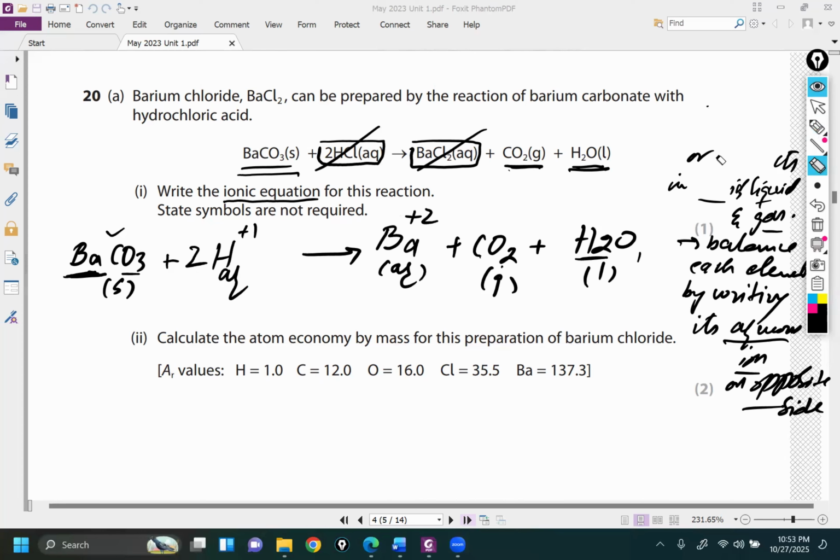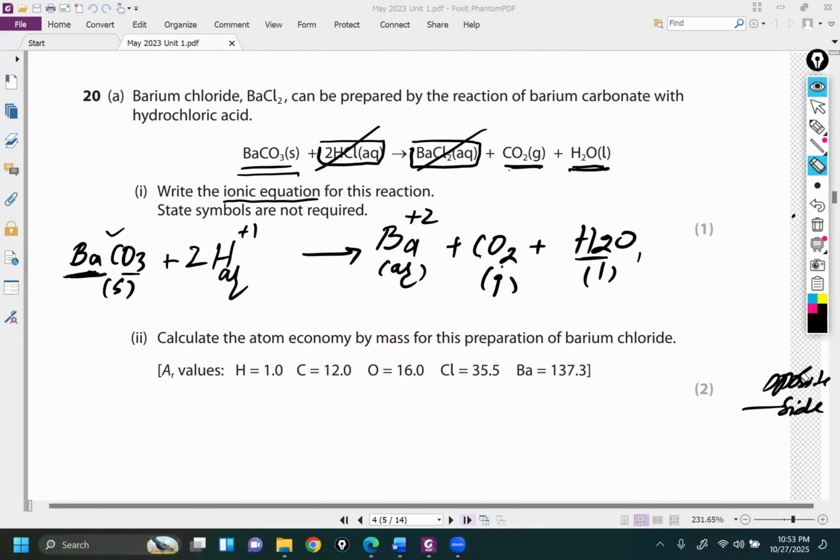So these are the points which I give for your other question practice. But in this question, how to write the ionic equation, this is one of the shortest and easiest ways. Write down only the reactants or products which are in solid, gas, or liquid state, and then balance them by writing their aqueous ions on the opposite side.